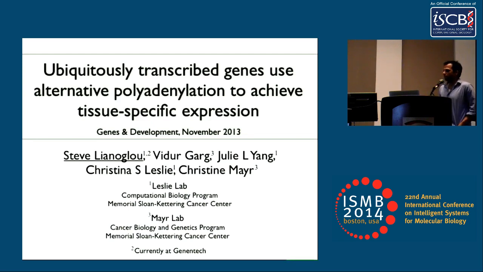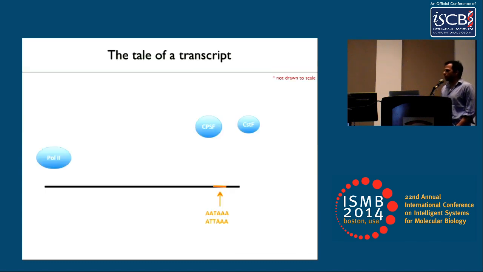So this project was a highly collaborative project with Christine Meyer, where we were exploring the phenomenon of alternative cleavage and polyadenylation in human and trying to identify its pattern and consequence across the entire transcriptome. So just a brief introduction to the phenomenon that we'll be describing.